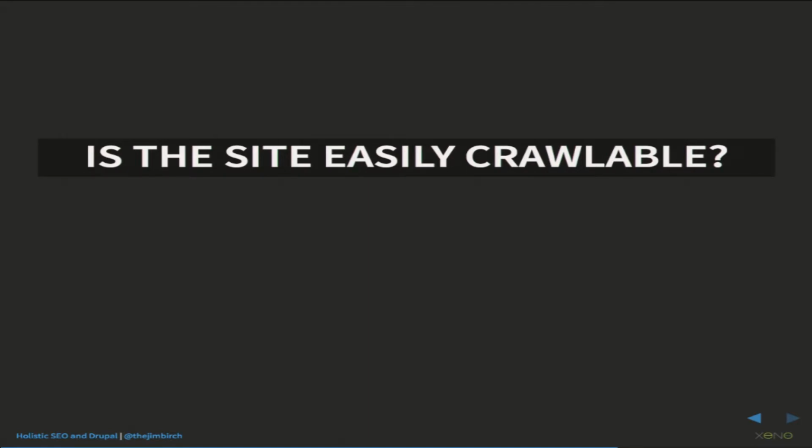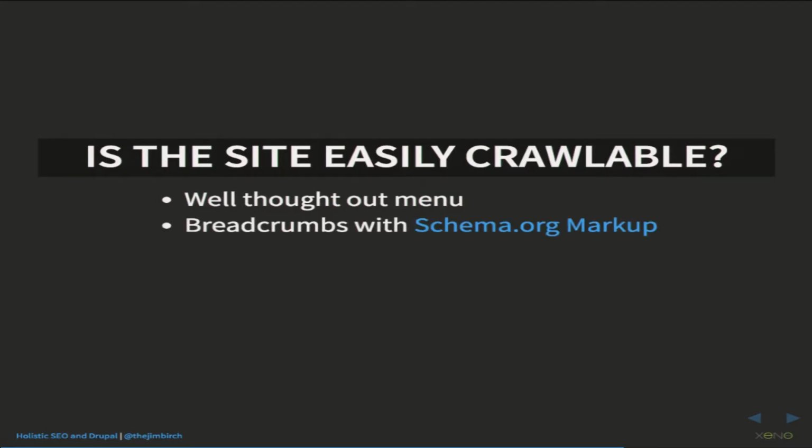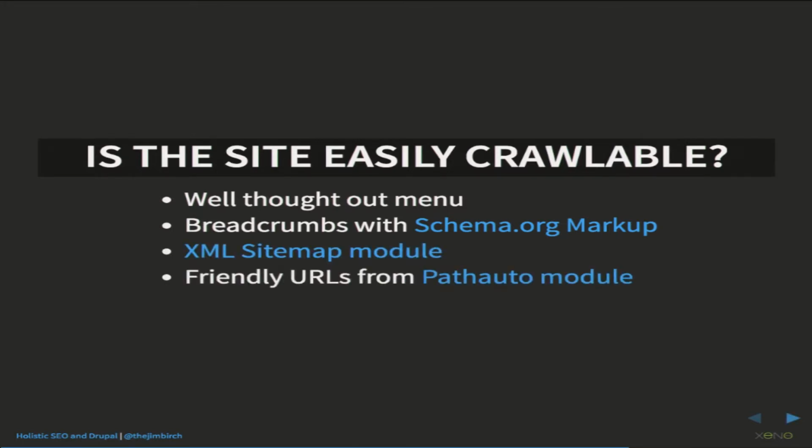Is your site easily crawlable? This gets into the sitemap. Well thought out menu. Are breadcrumbs marked up with schema.org? XML sitemap module, and friendly URLs from the Pathauto module. And your friendly URLs should have the same structure as your menu. So if you have products and then you have product slash product name, article slash blog or blog slash blog name, it's always good to keep that structure throughout your build.